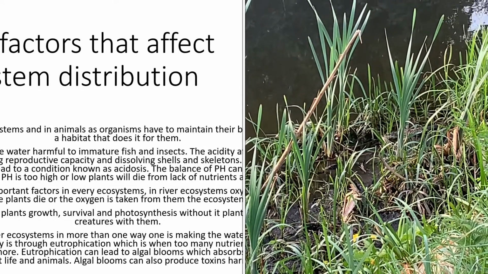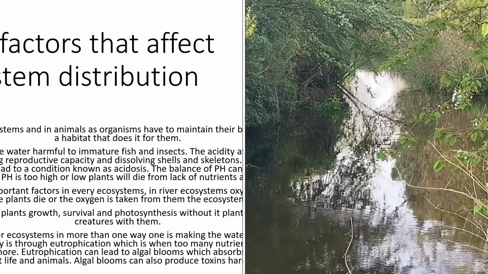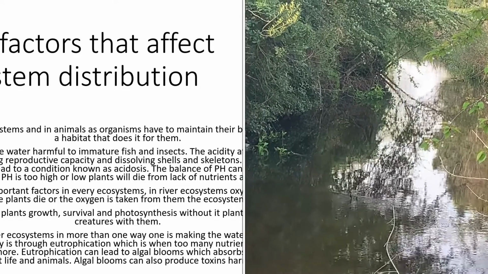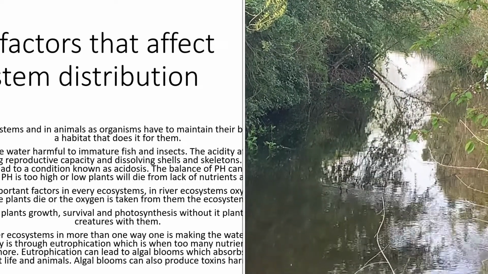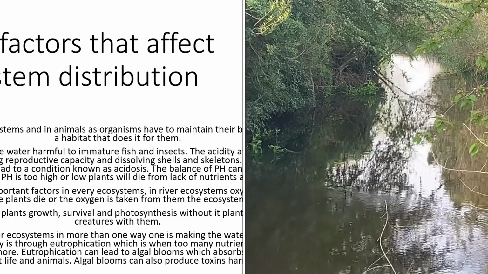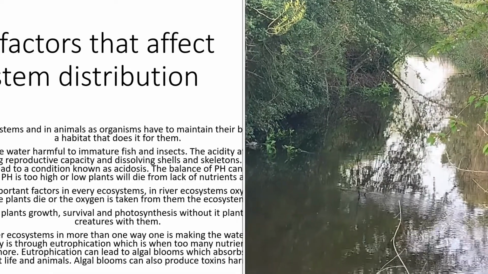Abiotic factors that affect ecosystem distribution. Temperature is vital in ecosystems and in animals, as organisms have to maintain their body temperature or live in a habitat that does it for them. Acidity or pH can make the water harmful to immature fish and insects. The acidity affects the early stages of these animals by decreasing reproductive capacity and dissolving shells and skeletons.